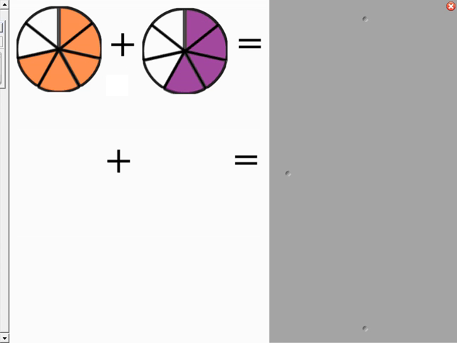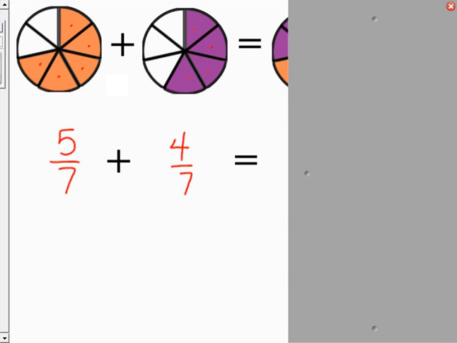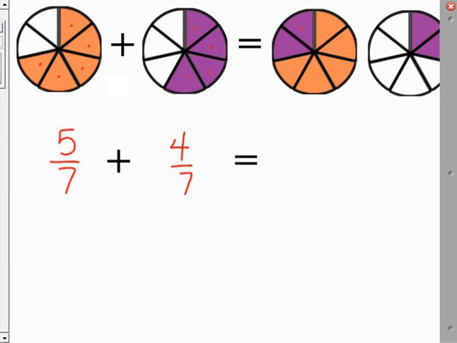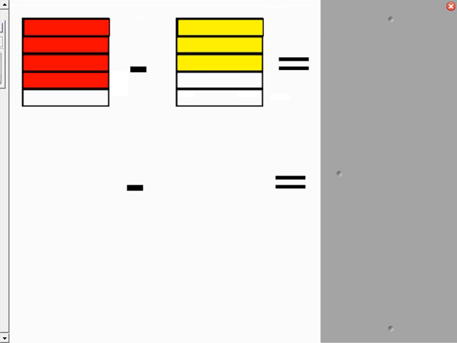If we look at another problem, 5 sevenths plus 4 sevenths, that's going to give us 1, 2, 3, 4, 5, 6, 7, 8, 9 pieces with 7 being in each whole, and as you can see, that's actually 1 and 2 sevenths, just like we've been talking about with fractions and mixed numbers.